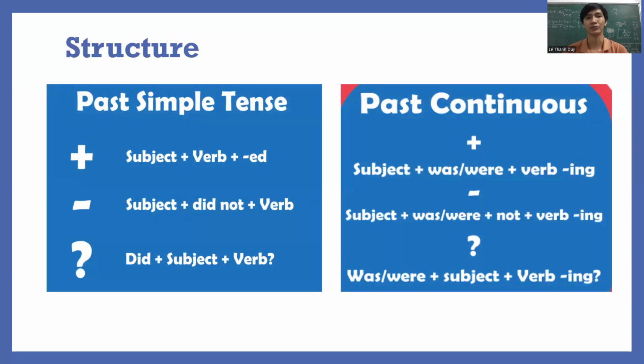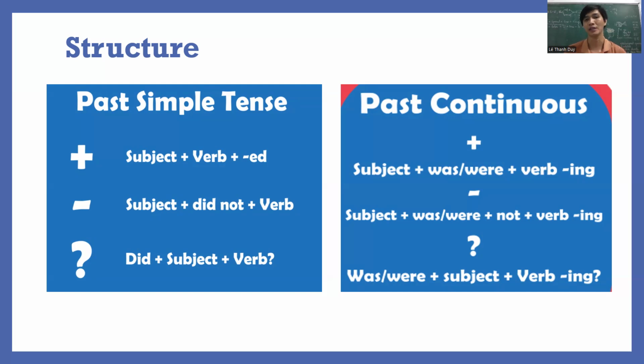Next, we will discuss the structure. The past simple tense in affirmative form: we have subject and the verb in the past, usually an irregular verb or a regular verb with -ed.